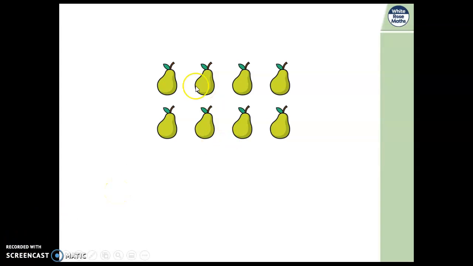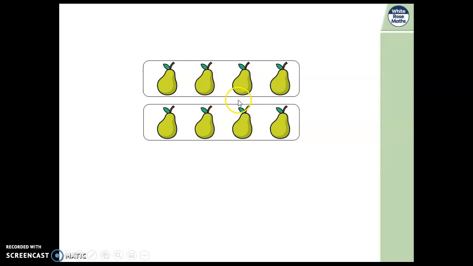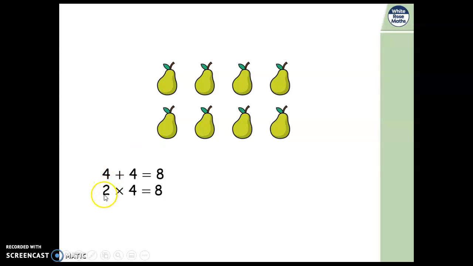Let's have a look at this array now. So we've got pairs. If we counted them, we would have 1, 2, 3, 4, 5, 6, 7, 8. Once again, when we are working this out, we need to think about, right, let's put it into equal groups ourselves. So we could look at the amount on each row. So that's one row, and so that's one group of 4. 2 groups of 4. 4 add 4 equals 8. 2 groups of 4 equals 8.